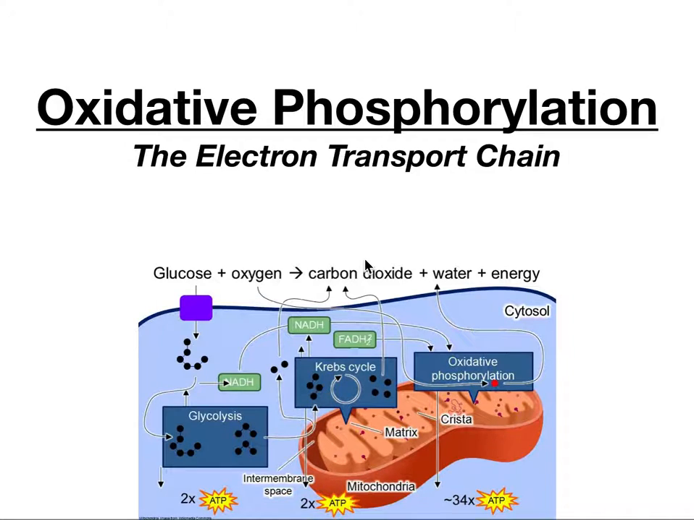Welcome. In this video, I'll be covering the topic of oxidative phosphorylation and the electron transport chain. So what is oxidative phosphorylation? Well, essentially, we're using enzymes to oxidize molecules, in this case glucose. We're stripping them of their electrons, using oxygen as the final electron acceptor.